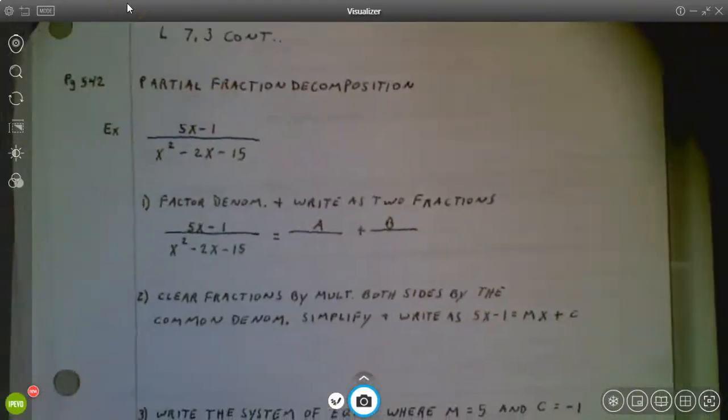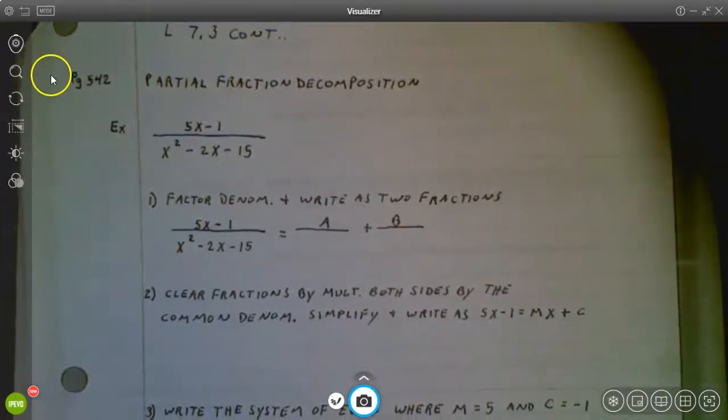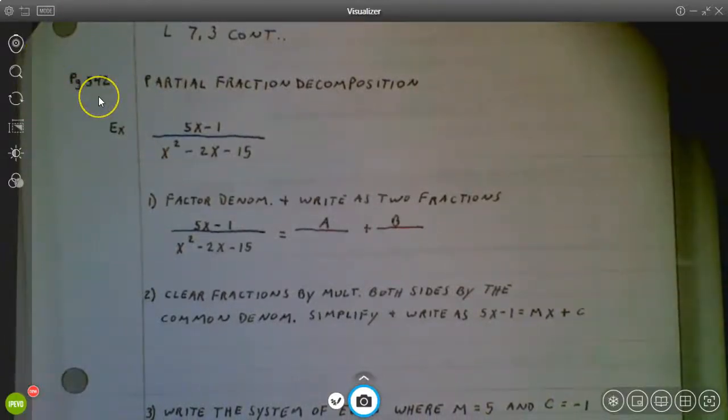Okay, some new stuff. Partial fraction decomposition. So you can see some explanation on this on page 542. Essentially, here's what we're trying to do. Let me show you the image.